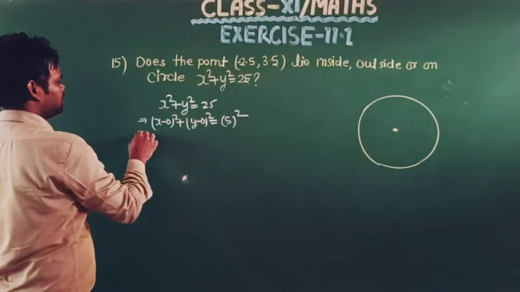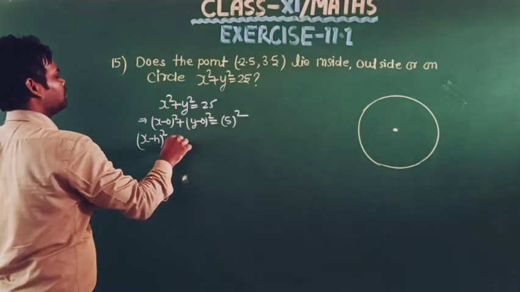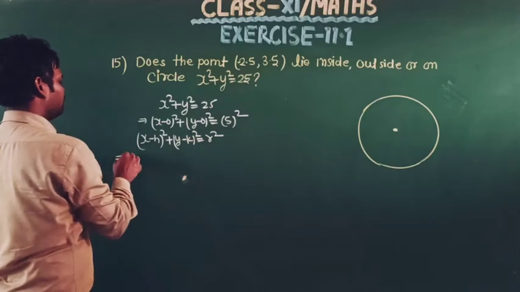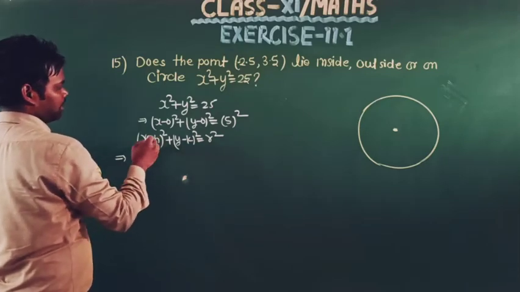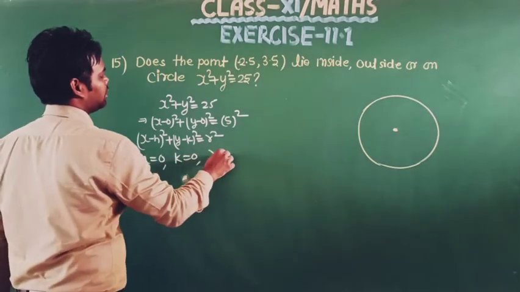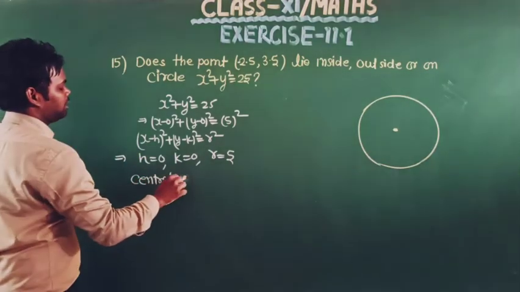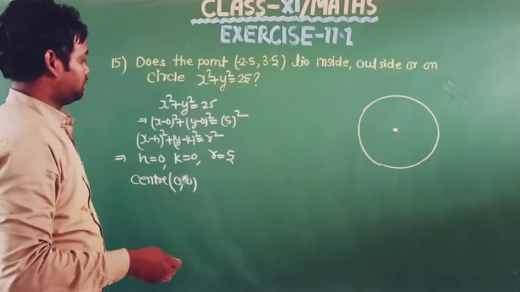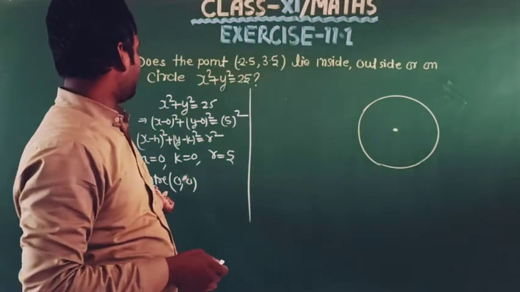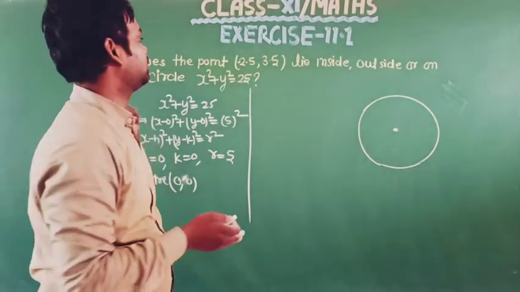Now comparing with the standard equation of a circle, (x minus h) whole square plus (y minus k) whole square equal to r square, we get h equal to 0, k equal to 0 and r equal to 5. So the coordinates of the center are (0, 0) and the radius is 5 units. Now we have to find the distance between the center and the point.